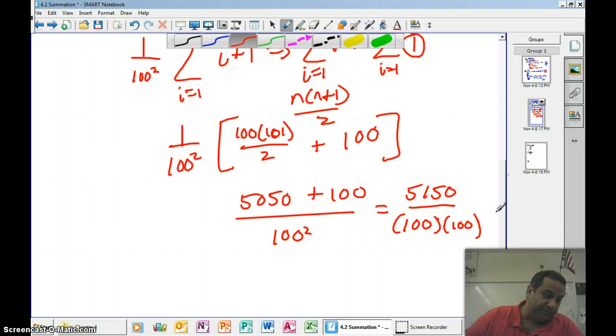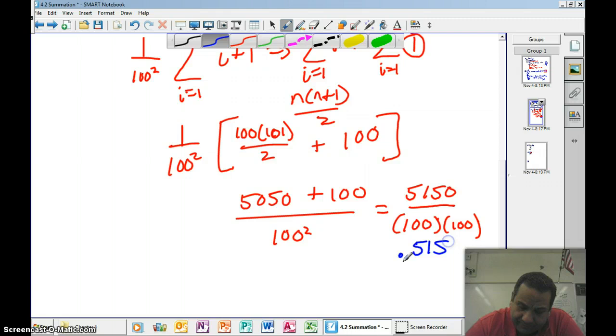And we could start simplifying this if we want. Whatever it comes out to be, I don't know. I know you hate when I do that, but it's something very small. It doesn't make any sense, though. One second, I've got to think about this. It does make sense, and this is 0.515.